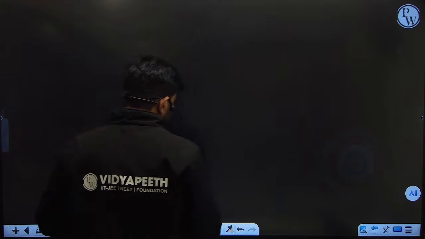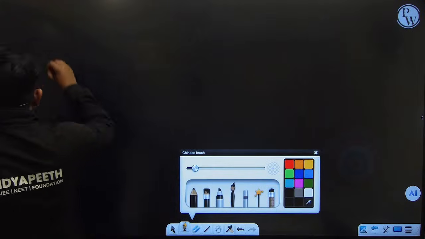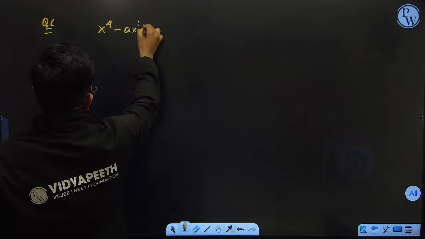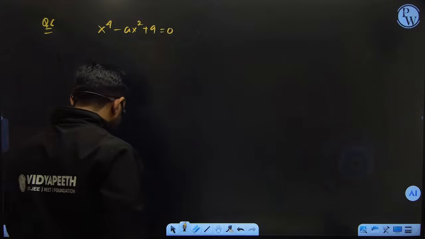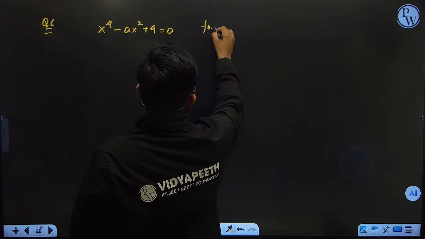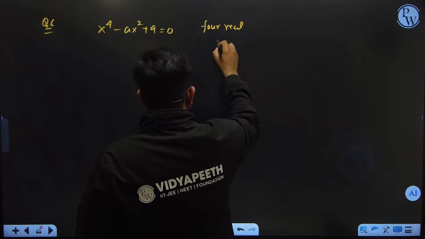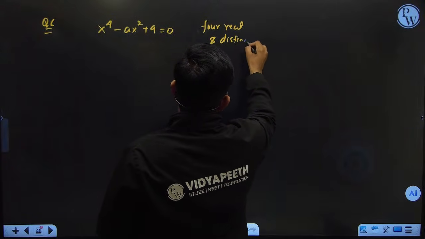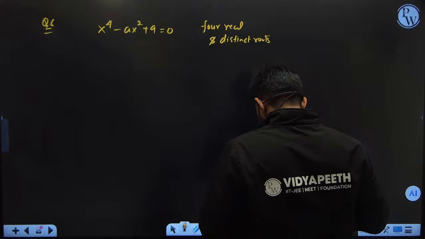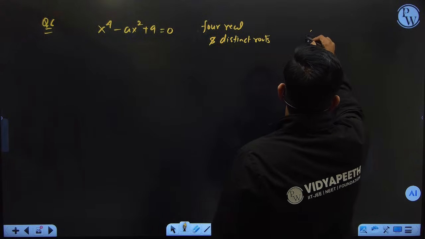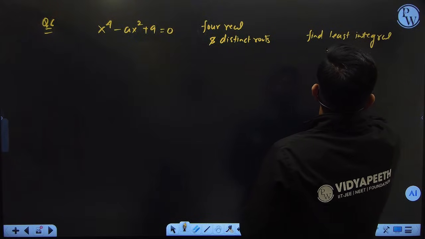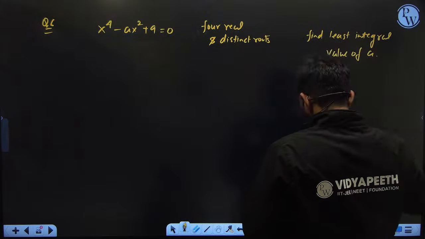Now this question is also very standard. We have a biquadratic equation, but this biquadratic equation has one very good thing, that is all the powers of x are even, right? It has 4 real and distinct roots. It is a very standard question of quadratic equations. Then we need to find the least integral value of a.